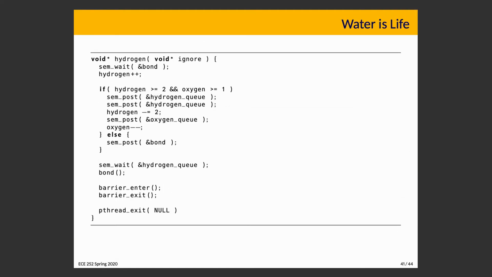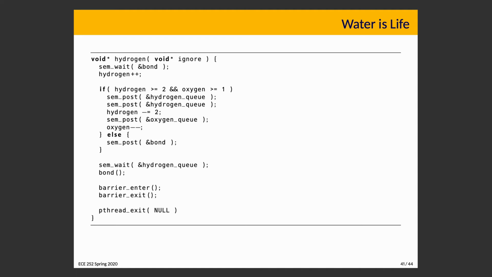And hydrogen looks like this. Again, wait on the bond semaphore, increment hydrogen. If hydrogen is at least 2 and oxygen is at least 1, then we will post on hydrogen twice, decrement hydrogen by 2, and post on oxygen once, decrement oxygen.